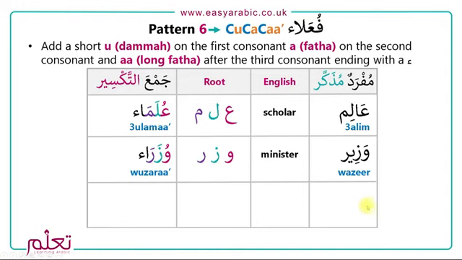Okay, and you can see again here, you can see the same pattern. The u is the u, then the consonant, then the fatha, then the consonant, then the two. So it's the same pattern up there that ends up in here.